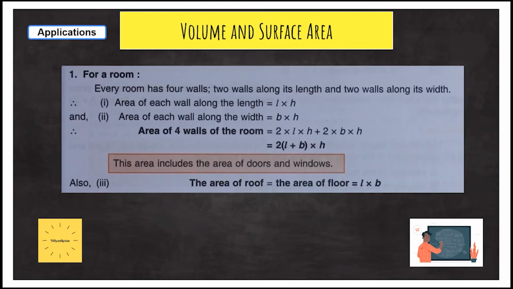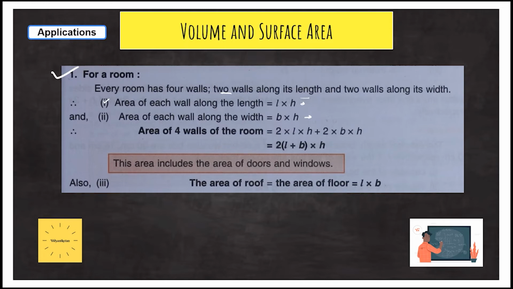Now we will move towards the theoretical part, that is application of volume and surface area of cuboid. So the first application is for a room. The room is like one cuboid, and here you can see every room has 4 walls, 2 walls along its length and 2 walls along its width. Area of each wall along the length will be L into H, and area of each wall along the width will be B into H. Just see your room and try to figure it out.